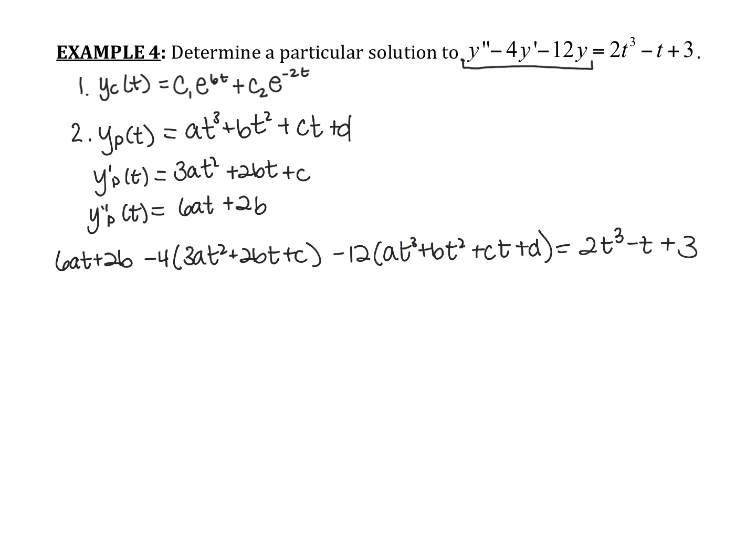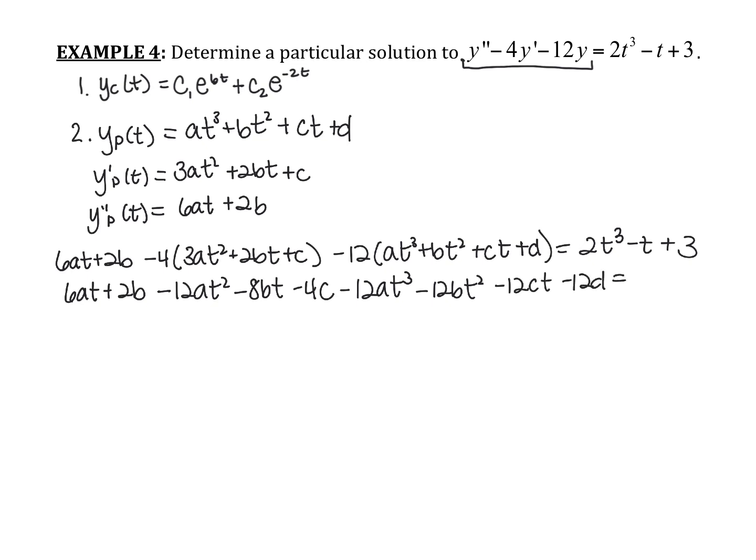So my goal now is to gather all of my like terms. So let's see what we have. When we gather any like terms, it's minus 8bt minus 4c minus 12at cubed minus 12bt squared minus 12ct minus 12d equals this 2t cubed minus t plus 3. Okay, so gathering like terms, what I'm looking for are my variables, the t, because I'm trying to solve for the coefficients. That's why this is called the method of undetermined coefficients. That's what we're solving for.